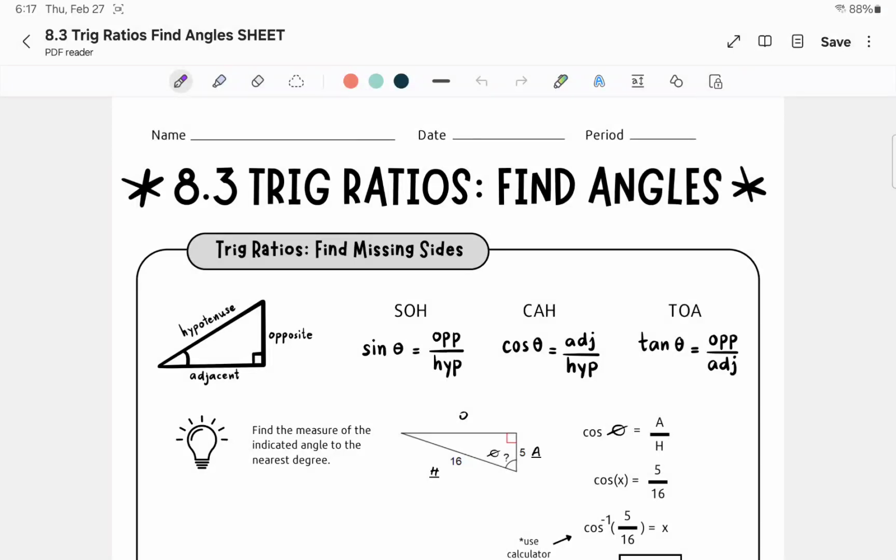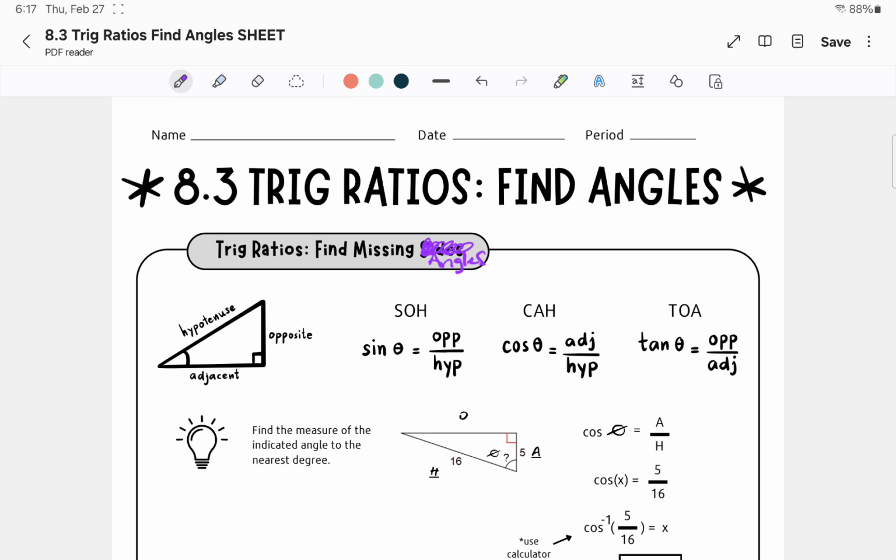Hello, welcome to lesson 8.3, trig ratios, find angles. So the first thing we're going to do is cross out right here. That's a typo. It should say find missing angles. And that's what we're doing today. We're going to be finding the missing angles in right triangles using trigonometry.